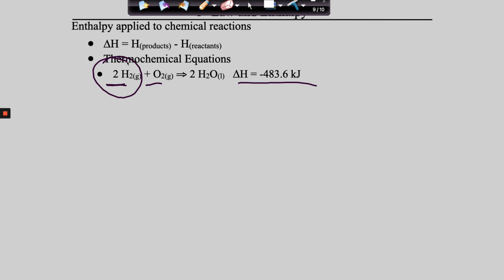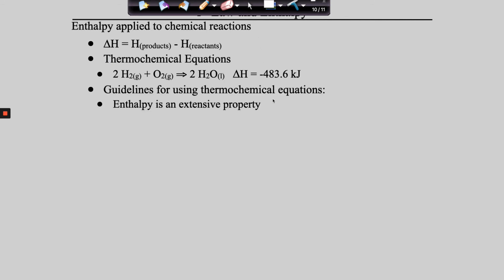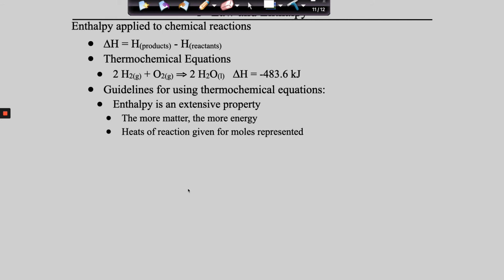Now, guys, as we're thinking about these thermochemical equations, there's some things you need to know. First of all, this is an extensive property. Don't write these down. This is an extensive property, which means the more you burn, the more energy is given away, right? So the more matter you have, the more energy is involved. So what if you were to burn 4 moles of hydrogen? How much energy are you going to get out? Twice that much. You double this, you double the energy. That makes sense. Then, guys, in addition to that, these things are just for the moles represented.